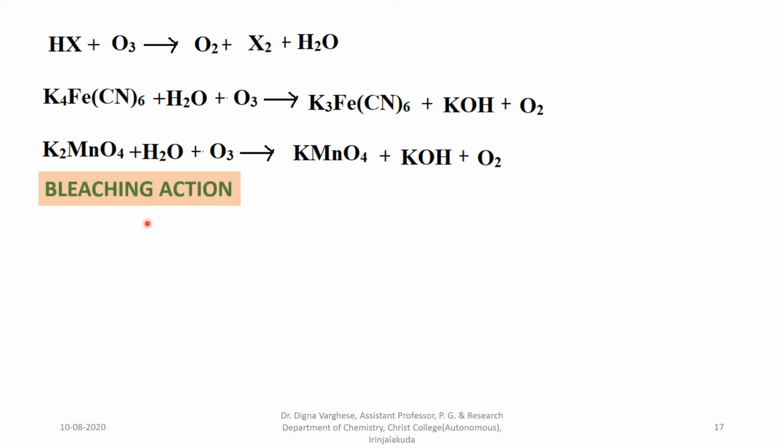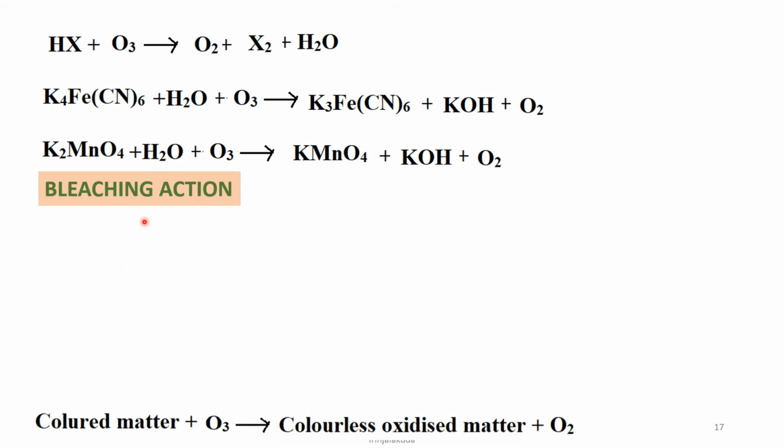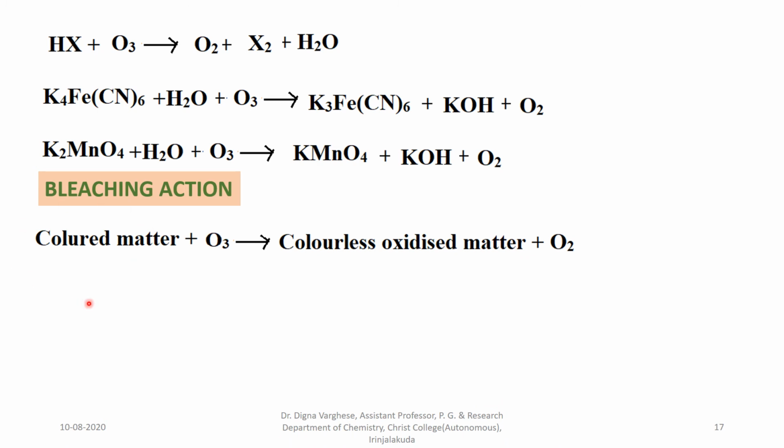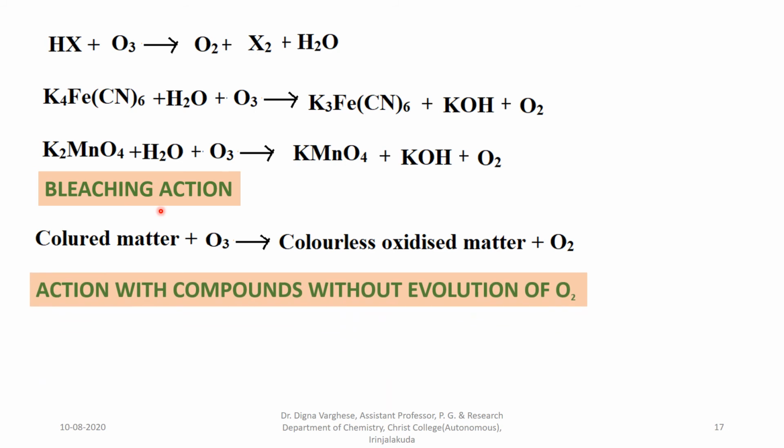Next reaction is its bleaching action, that is an oxidizing action of ozone. If colored matter reacts with ozone, it gives colorless oxidized matter with the evolution of oxygen. This is responsible for its bleaching action, like chlorine.